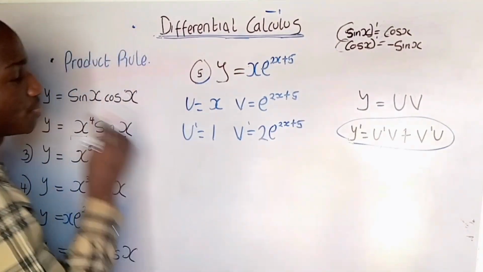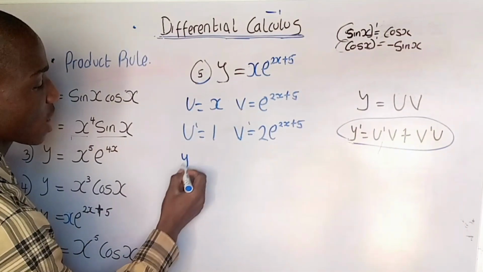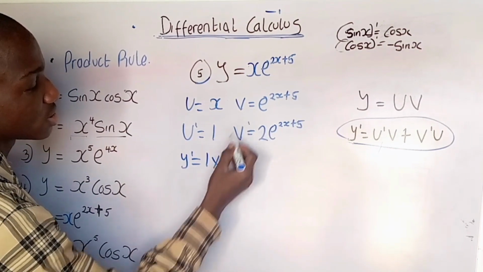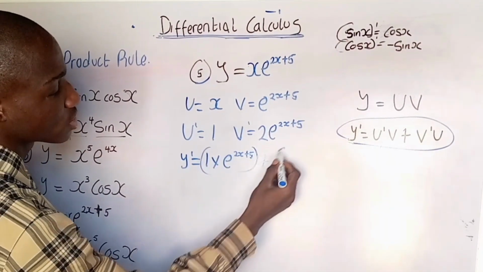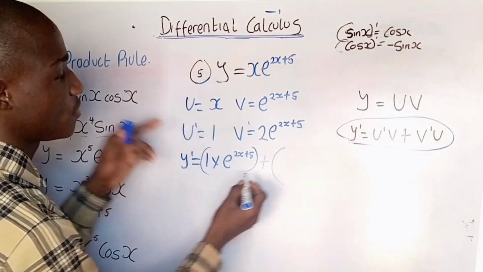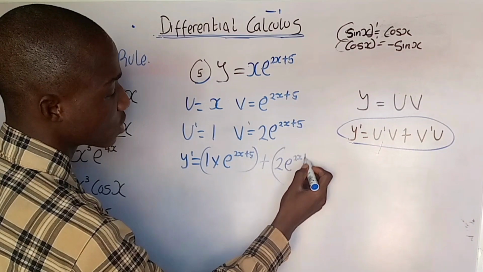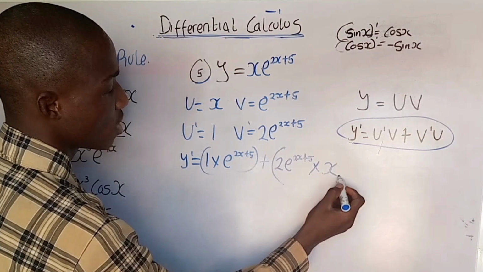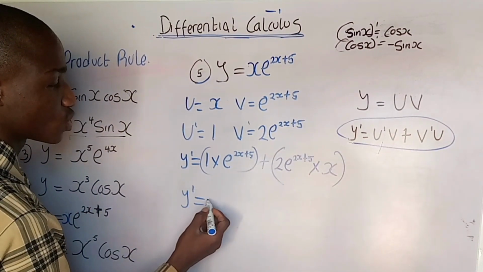So in this case, plug in all these parameters into this formula. I'm going to have the derivative of y is equal to the derivative of u, which is 1, multiplied by v, which is e raised to the power of 2x plus 5, and plus into bracket again, I have the derivative of v, which is 2e raised to the power of 2x plus 5, multiplied by u. What is u? u is x. So that's it.